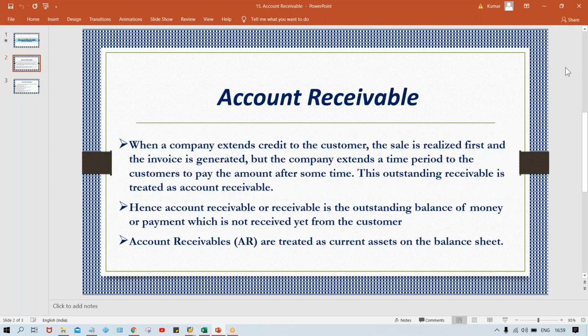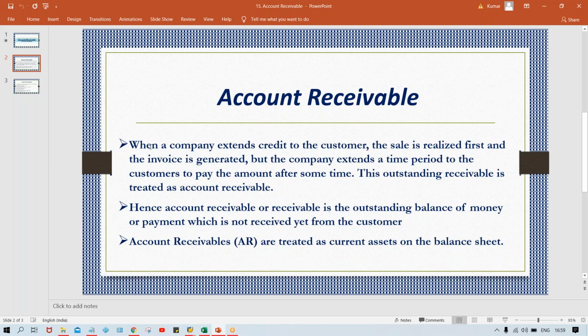Now, if we talk about account receivable, look at here. When you go for a Google search, the definitions are going to be very complex, guys. So for people who are from finance and accounts, it's pretty easy to understand. But for people who are not from a finance and accounts background, it's a bit difficult to understand.